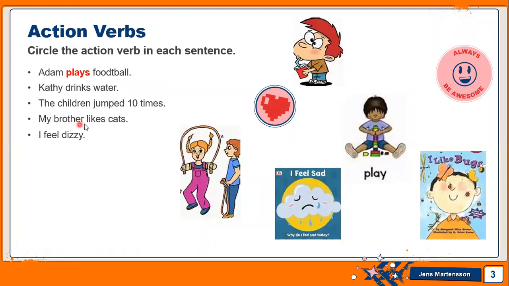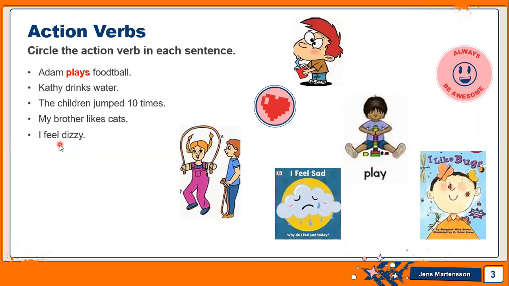My brother likes cats. Likes is the action verb. I feel dizzy. Feel is the action verb here. But mainly, liking something or feeling isn't a physical action. It's mainly a mental state. When you feel, when you like, when you think, this happens mentally. You do not have to be acting it physically.